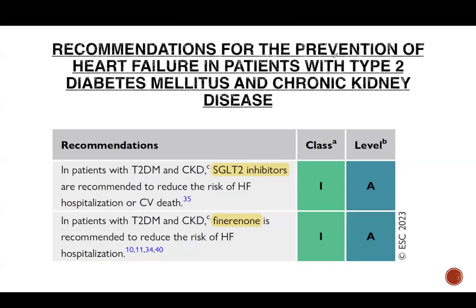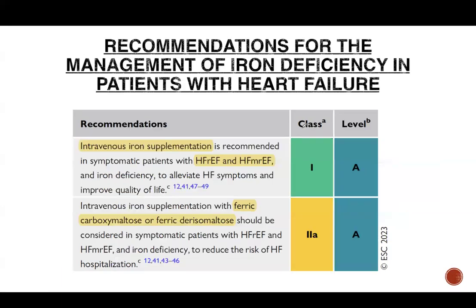Recommendation for the prevention of heart failure in patients with type 2 diabetes and CKD. Suppose a patient has diabetes mellitus and CKD. For prevention of heart failure, all these patients should definitely be on SGLT2 inhibitors, and finerenone should also be used in this case. This is recommended as a class 1 recommendation. Suppose a patient has iron deficiency, the deficiency should be corrected, which improves heart failure symptoms. If you want to give intravenous iron supplementation, then you have to use ferric carboxymaltose or ferric derisomaltose.